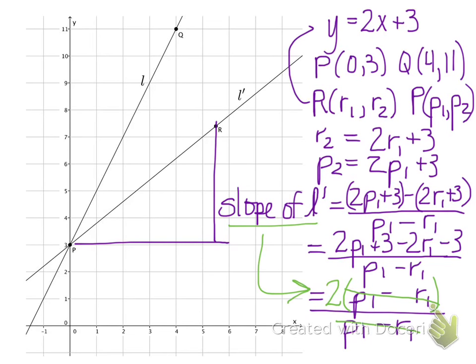Therefore, what we know is that any point R, any point that is a solution to this equation, y equals 2x plus 3, has to lie on that line L that we first defined by just drawing it through any two random solutions there. So we've shown part 1 of that proof.